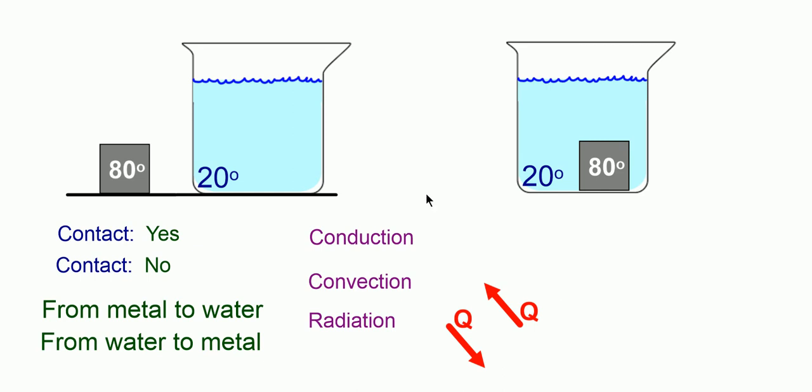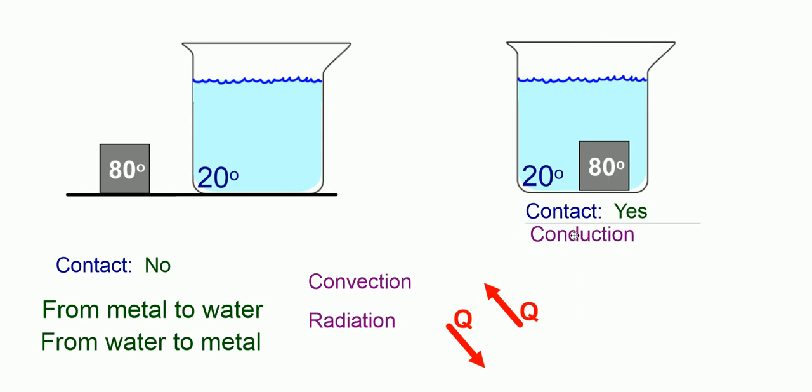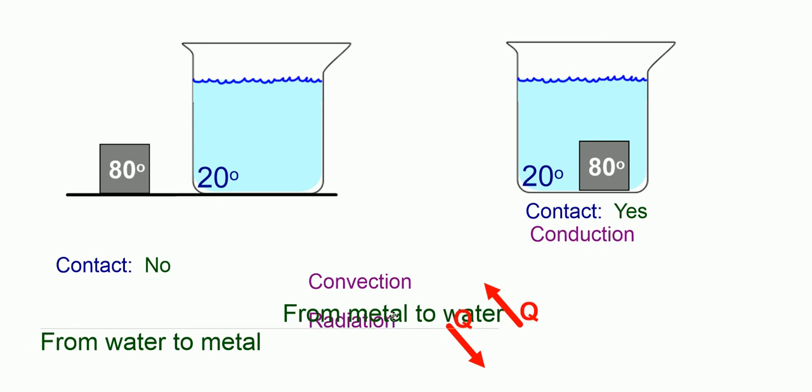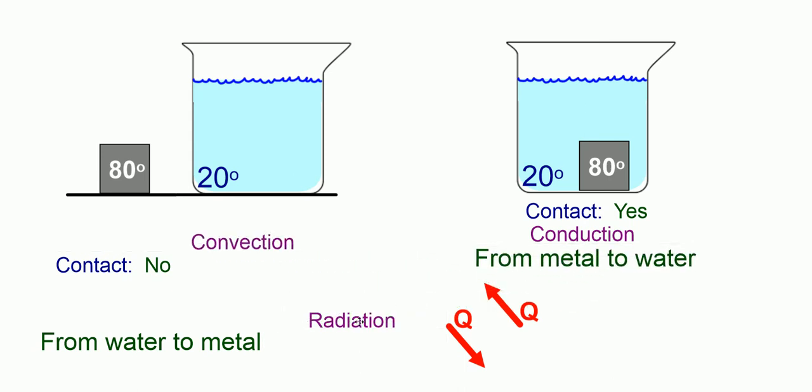Let's say we did this kind of thing. Let's say we took an 80-degree block of steel, and we place it in a 20-degree beaker of water. Okay? So what's going to happen here? First of all, do we have contact? Of course we do. Steel to water. Yes. So what kind of heat transfer with contact? Yep. Conduction. From where to where? Warm to cool. Metal to water, right? So it goes from the metal to the water. So I think we have to use that one, don't we? There we go. Warm to cool.